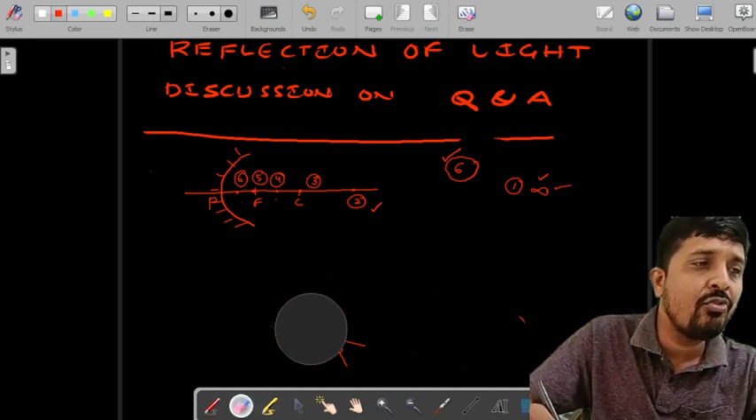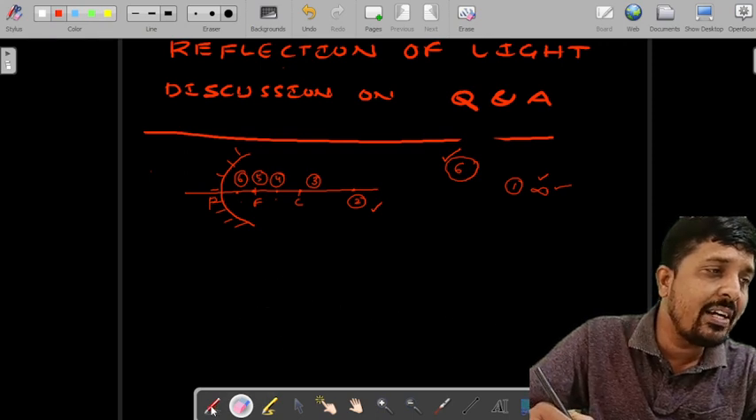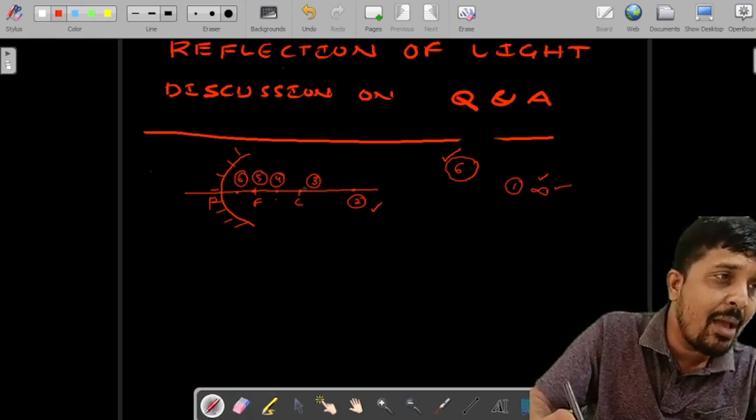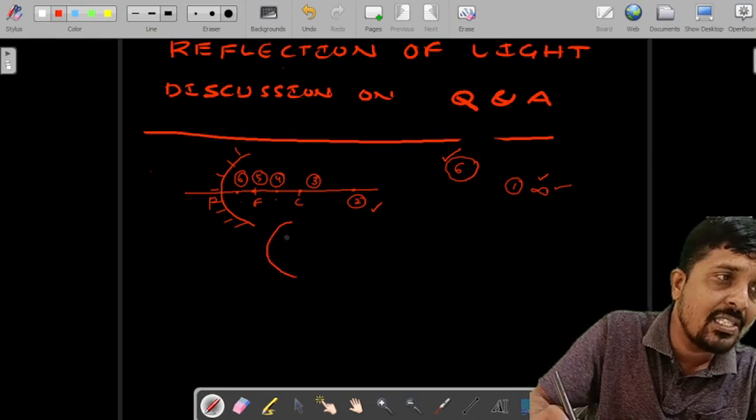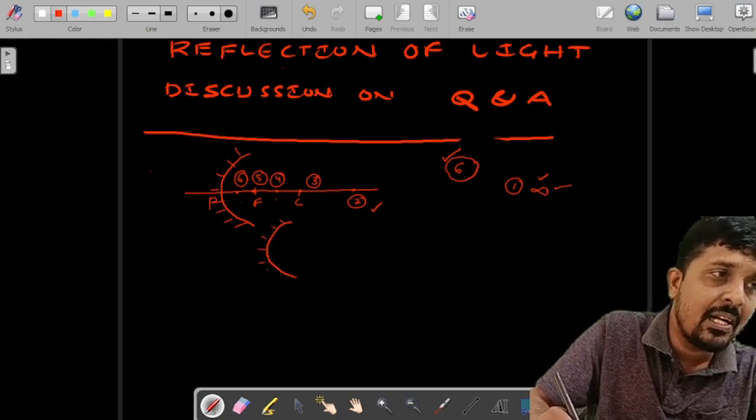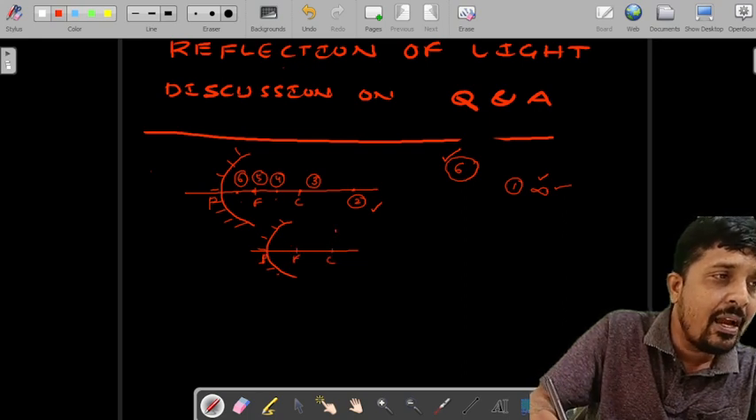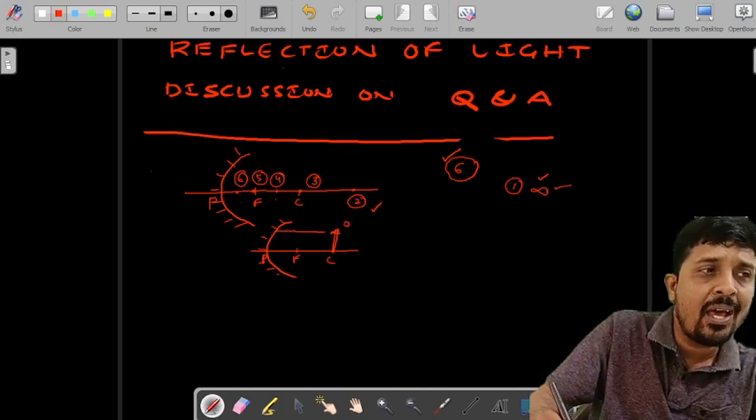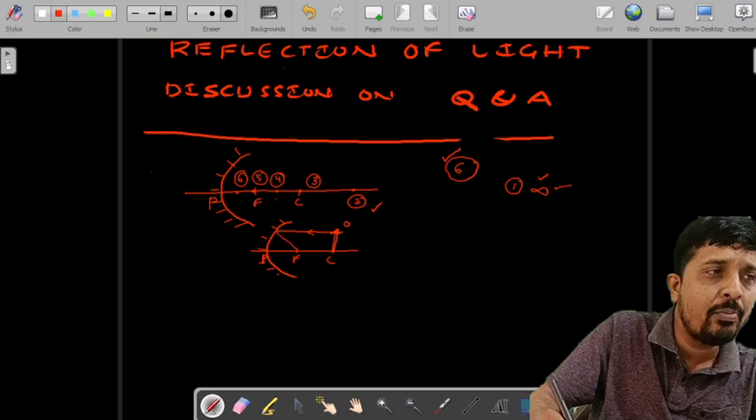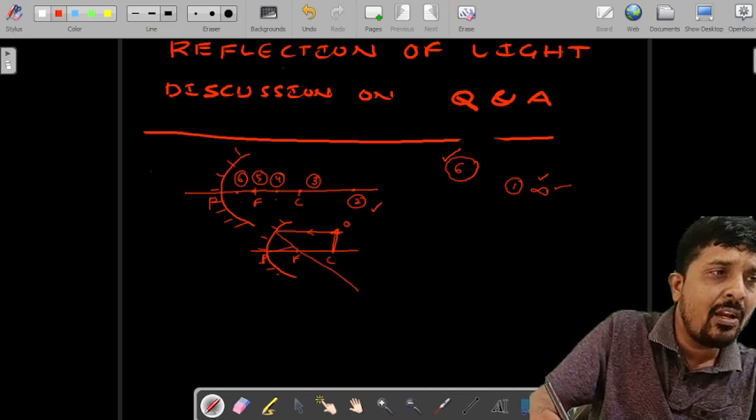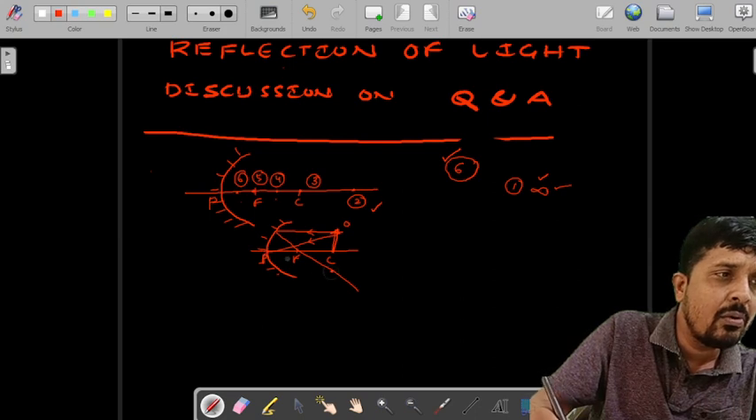Now we are going to go for the third condition. What is the third condition? We are going to have what happens when the object is placed on C. See, this is the condition P, F and C, and we are placing the object here. This is the object. Okay, first one, parallel to principal axis, should have to pass through F. Angle of incidence at the pole is equal to angle of reflection at the pole.